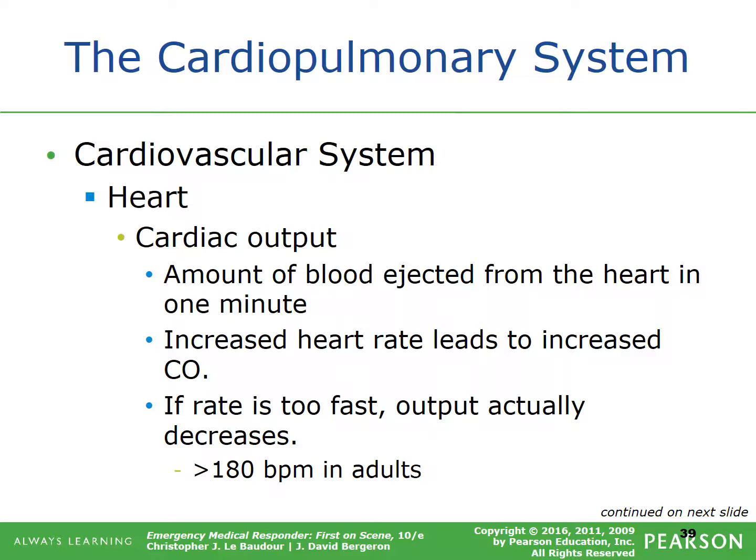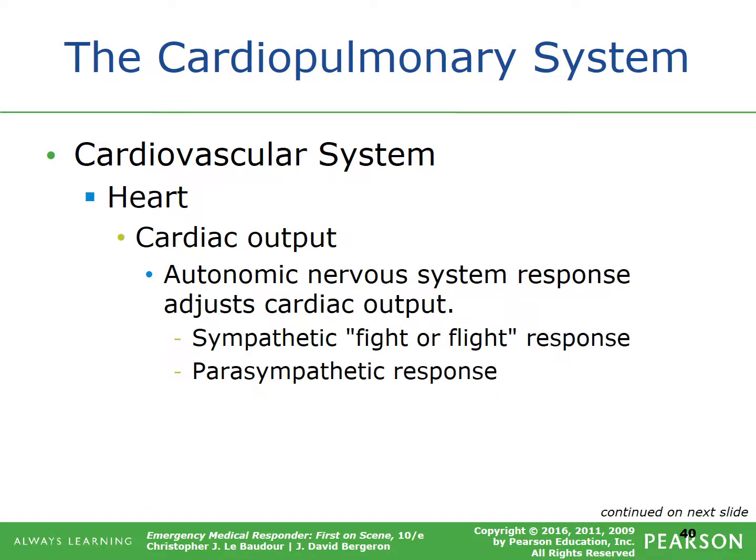A very fast heart rate, which is greater than 180 beats per minute in adults, can decrease stroke volume since the heart doesn't have time to adequately refill between pumps. Cardiac output is impacted by the autonomic nervous system. The sympathetic fight or flight response increases our heart rate and strength of contractions, and the parasympathetic response slows the heart and decreases contractility.